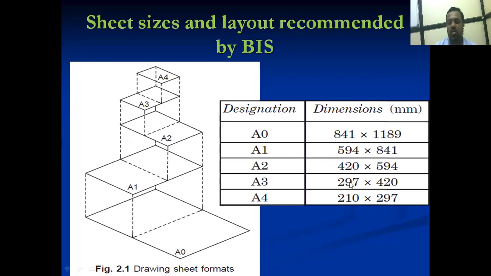And the dimension of the A3 size sheet will be 297 into 420 mm. Again, the dimension of A4 size sheet will be 210 into 297. Okay, and from these dimensions also you can easily understand that A0 will be the biggest size sheet and A4 will be the smallest size sheet.